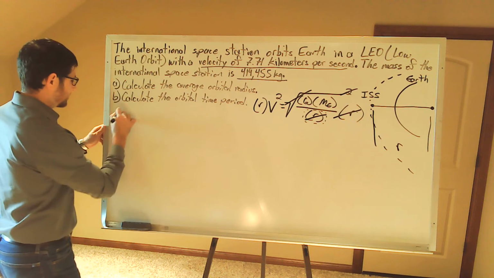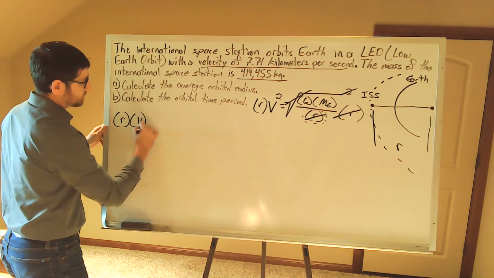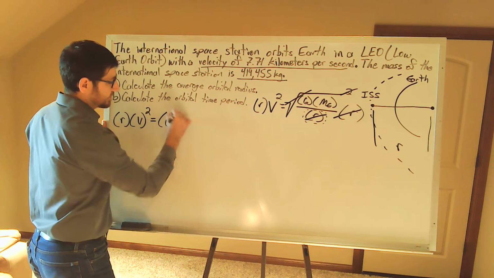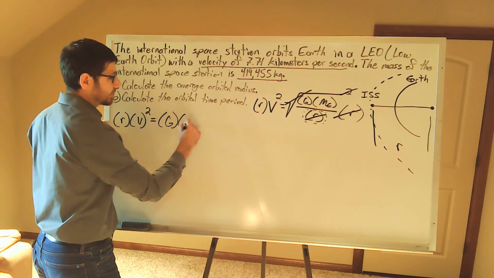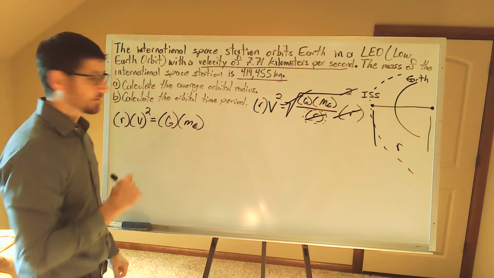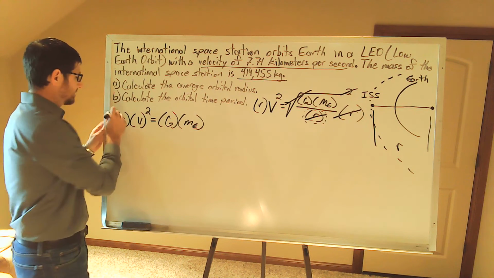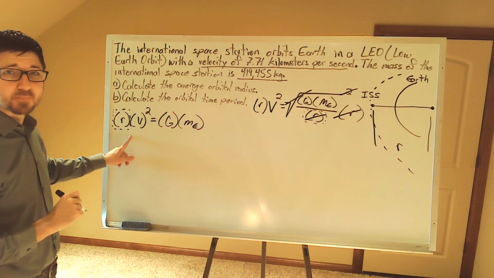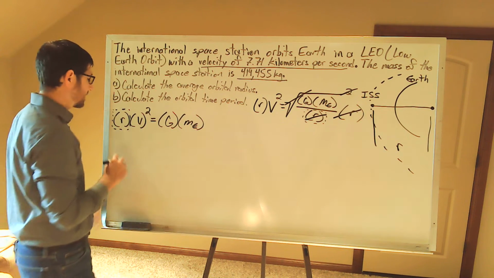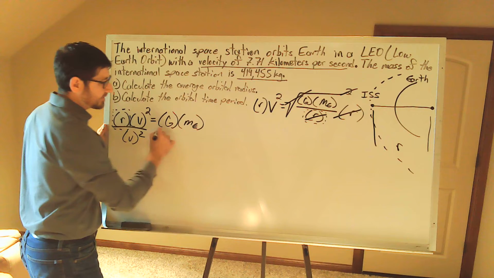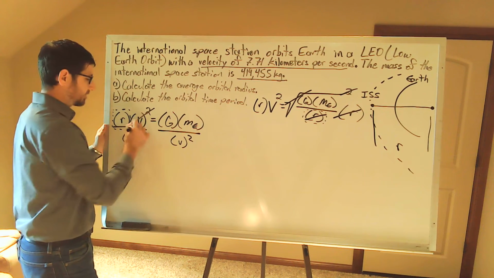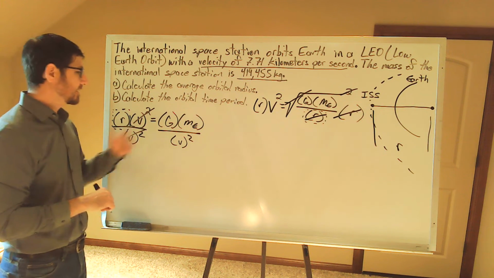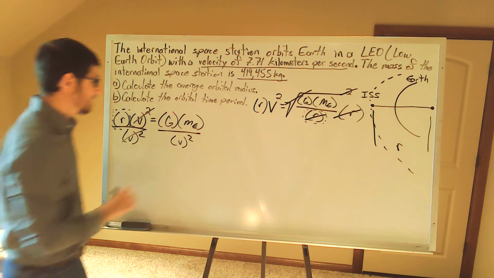So it's going to give me average orbital radius multiplied by the orbital velocity squared is equal to the universal gravitational constant multiplied by the mass of the Earth. Okay, now to isolate this variable r, we're going to divide both sides by velocity squared. So you'll see on the left hand side of the equal sign, our velocity squared will cancel, isolating the average orbital radius. Now we can go ahead and plug in some values.